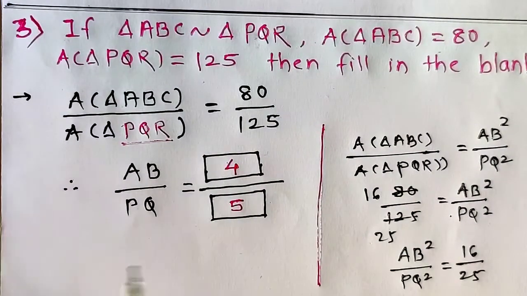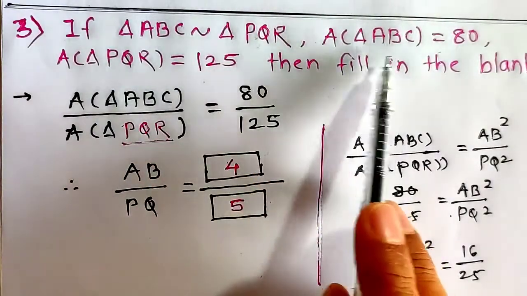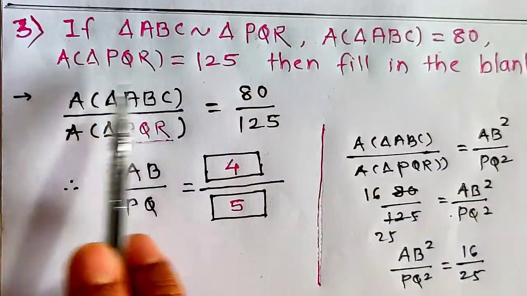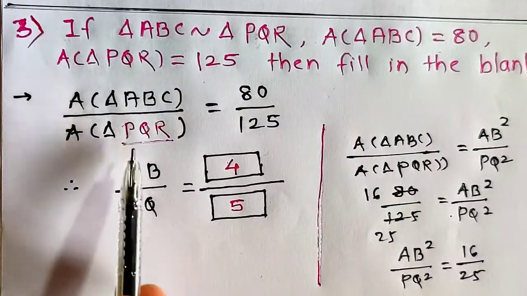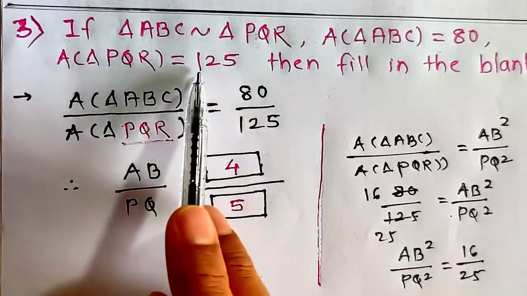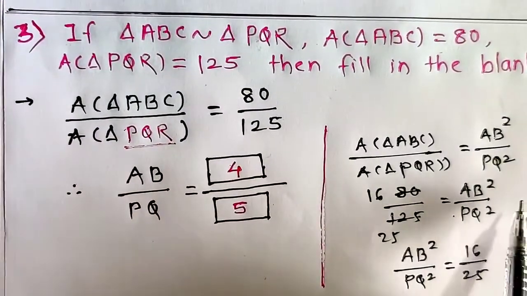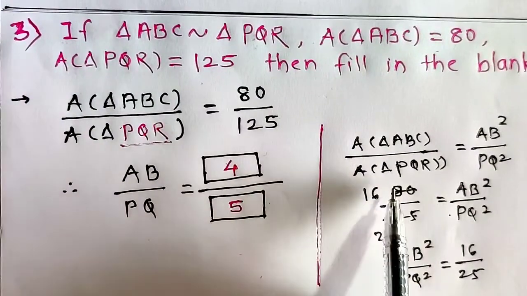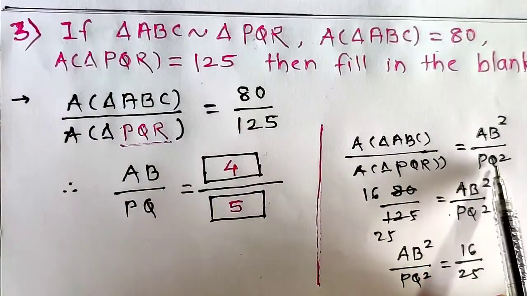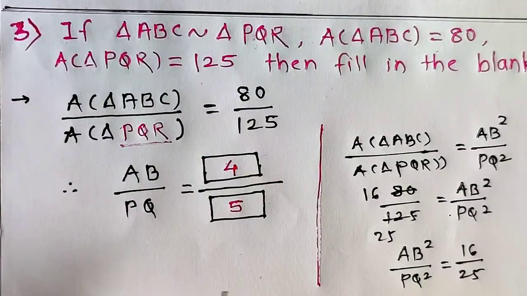So let us see that third sum again. ABC and PQR are similar, given. Area of triangle ABC is 80, PQR 125. The ratio is given here, ABC 80, and 125 means PQR. So substitute PQR. Now use that theorem. ABC upon PQR, a ratio of their areas is equal to the ratio of squares of their corresponding sides. The reason is theorem of areas of similar triangles.